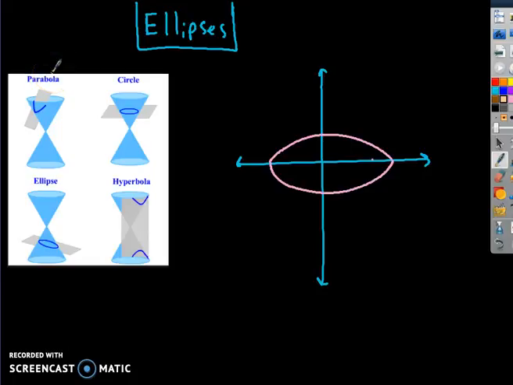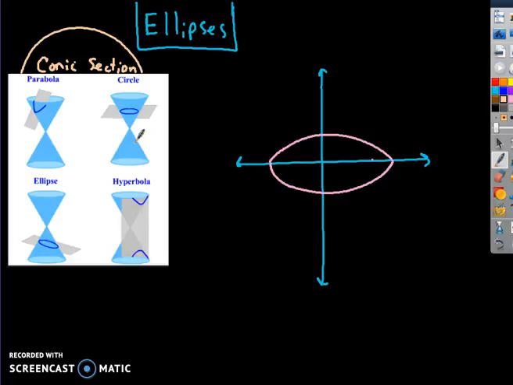Alright, so this video is about the ellipse, which is a type of conic section. First of all, if I didn't mention already, conic sections are an important topic as we build into calculus. They are parabolas, circles, ellipses, and hyperbolas, and each one of these is formed with this double cone.